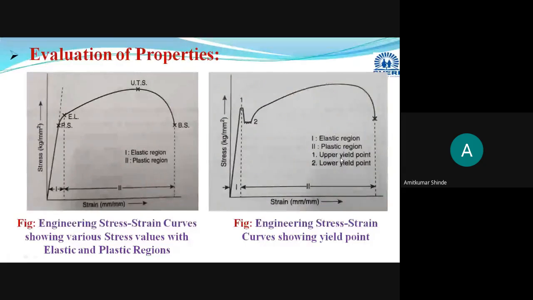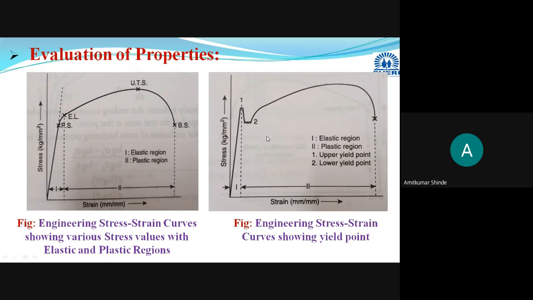Then we will move towards the next diagram here. Here some yield points are shown. Okay, this point first and point second, this is the upper yield point and this is the lower yield point. Upper yield point and lower yield point. Then what is the meaning of the yield point? Only one terminology is there in this second diagram, that is, what is the meaning of the yield point.